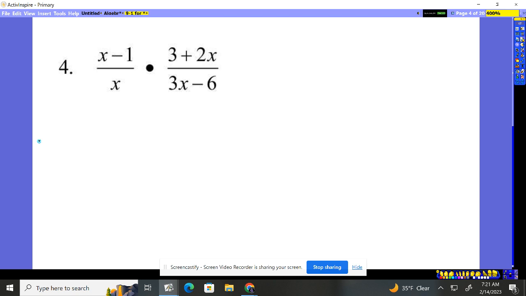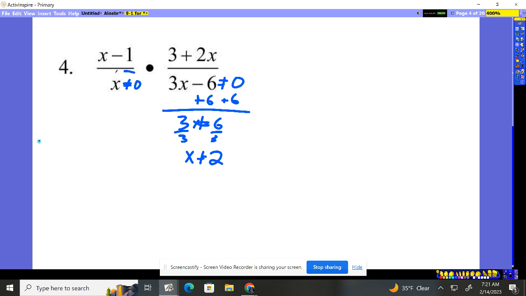Number 4, final one here. Well, this is easy enough. He can't be 0. Boom, done with him. Can't be 0, and then just solve for x. So 3x can't be a 6. Divide by 3, divide by 3. X can't be a 2. So x can't be 0, and x cannot equal 2.